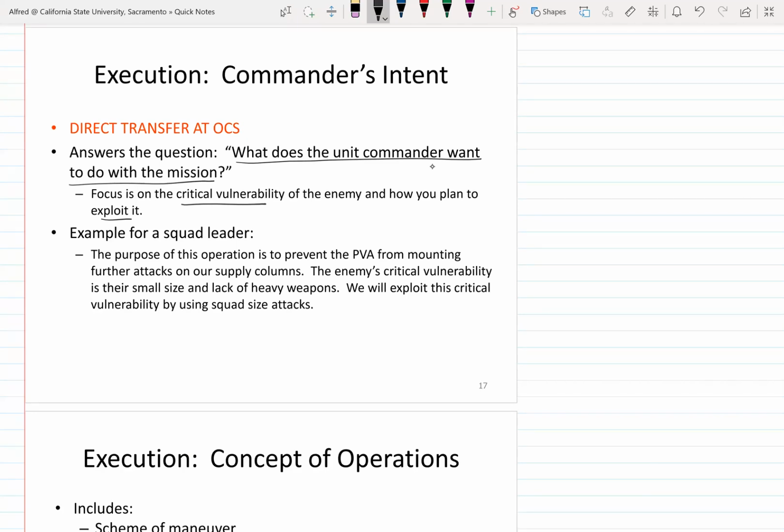Let me see if I have an example. I might have an example. A different example, I mean. Yeah, that's all I wrote down for it.